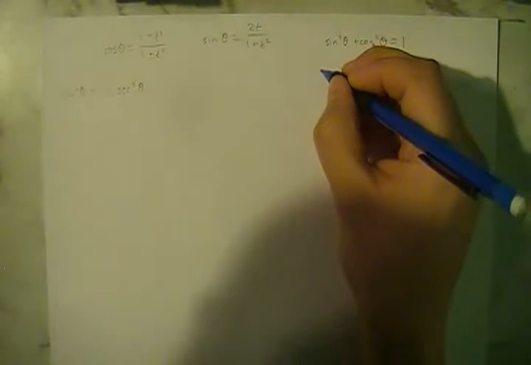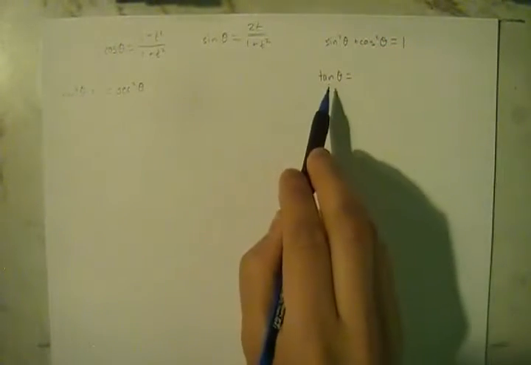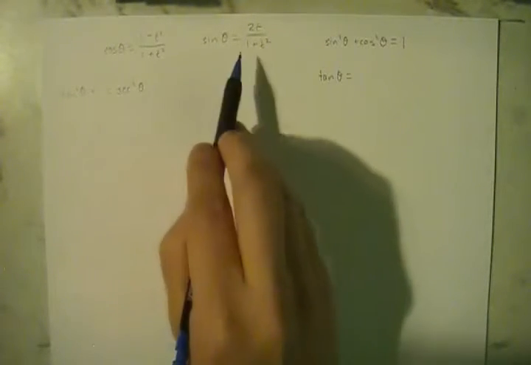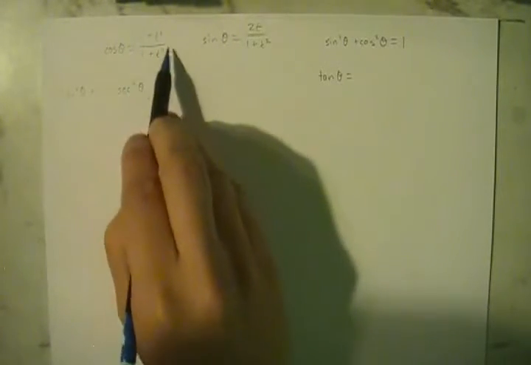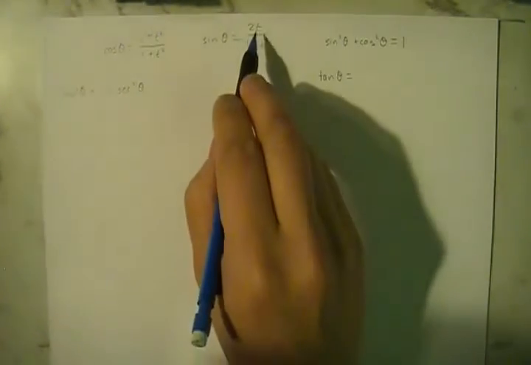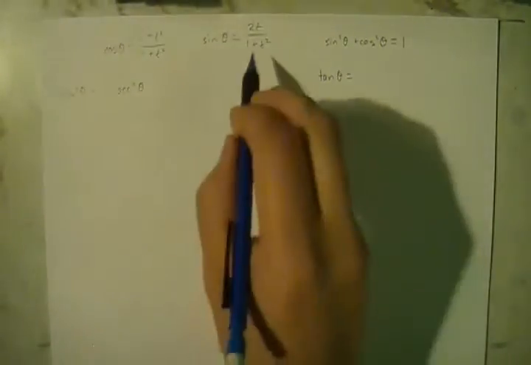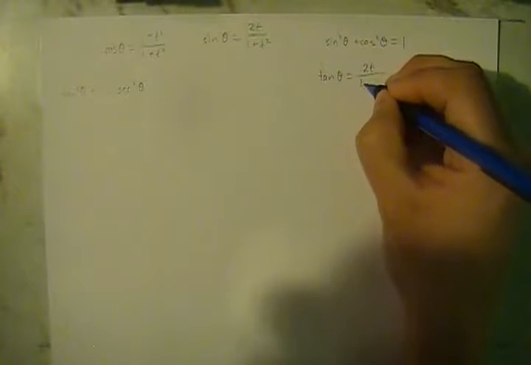So tangent theta, I'm just going to write what tangent theta should be. We know tangent is sine divided by cosine, so they have the same denominator here. So if I divide this rational function by this rational function in t, then I should get the numerator divided by the numerator. The numerator of sine divided by the numerator of cosine, since they have the same denominator. So that will end up being 2t divided by 1 minus t squared.